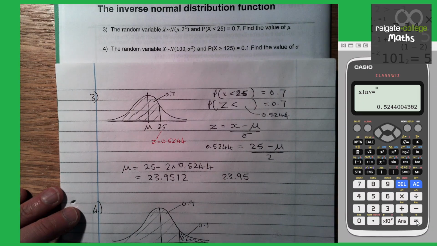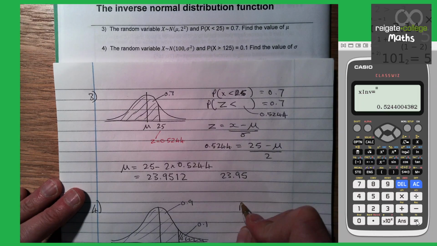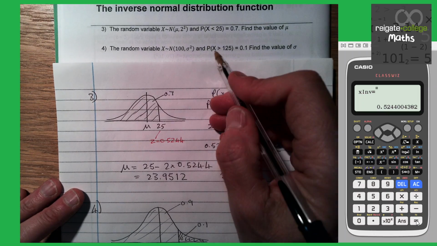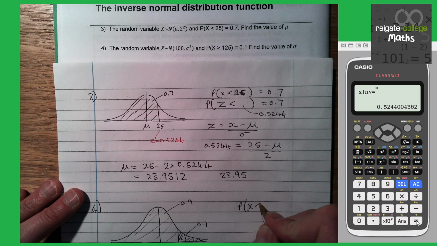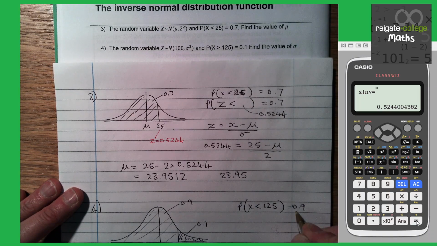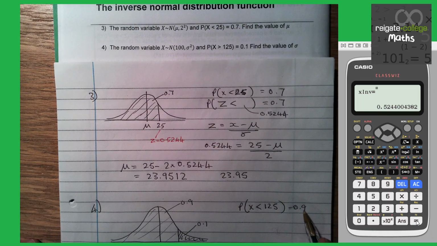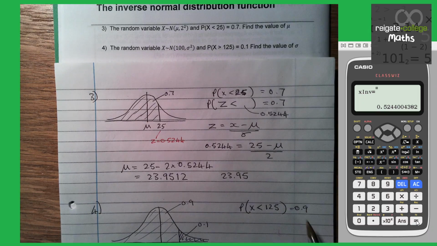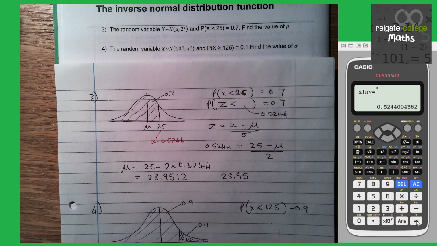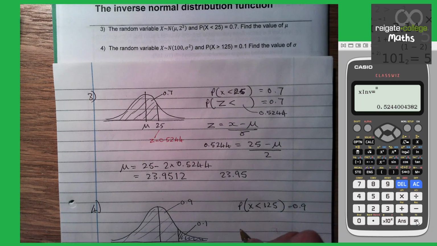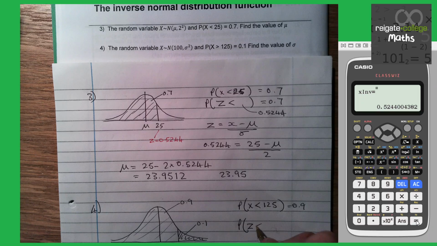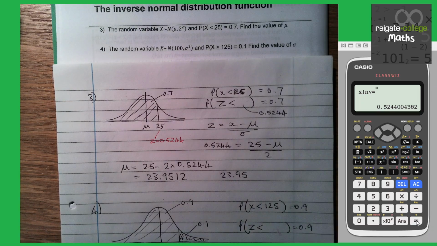So we can say the probability that x is greater than 125 is 0.1, x is less than 125 is 0.9, and again we want to find the value of z that is going to give us that probability of 0.9. So we're going to use the standardized inverse normal distribution. We're going to say the probability that z is less than a figure equals 0.9. Let's find what that is.